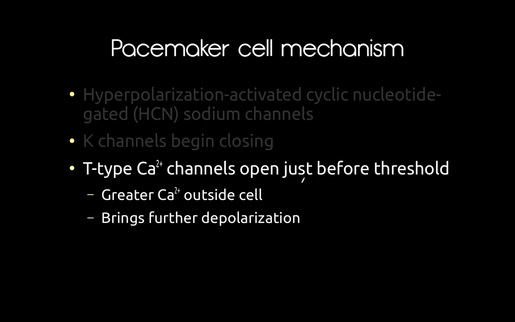As the depolarization gets closer to the threshold, we also have another kind of channel that opens up, these T-type calcium channels. And these open up just before we reach threshold, and we get this influx of calcium into the cell. So more positive ions flowing into the cell. And that's primarily because we have this greater concentration of calcium outside the cell, but also because we have an electrical gradient pushing calcium inside the cell. And this further brings along depolarization. So we have these three different things that are aiding in this gradual depolarization of the cell.